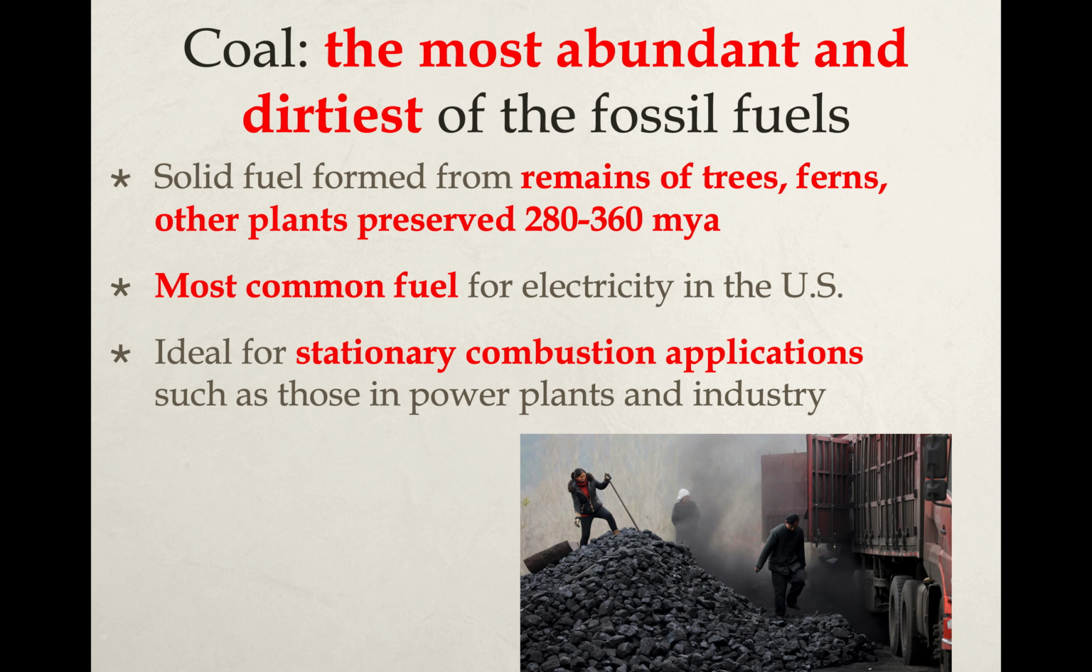So now we're going to talk about the specific types of fossil fuels. So coal is the most abundant, but also the dirtiest of the fossil fuels. It's a solid fuel formed from the remains of trees, ferns, and other plants, preserved 280 to 360 MYA. MYA stands for millions of years ago. It is the most common fuel for electricity in the U.S.